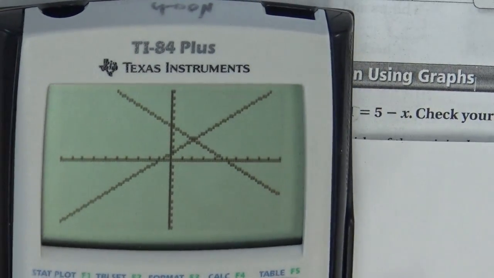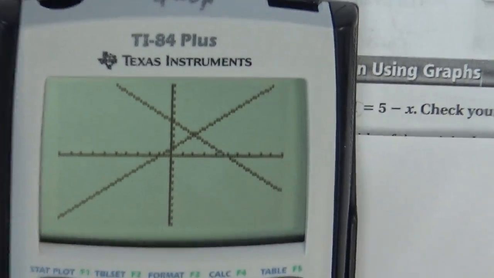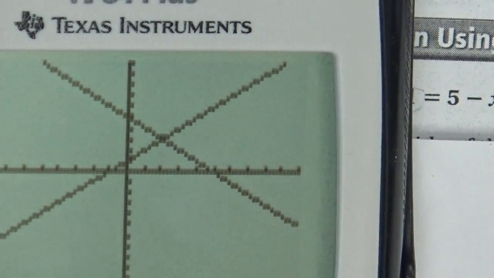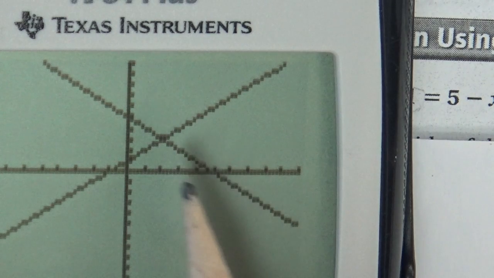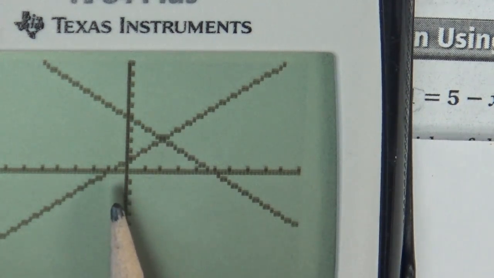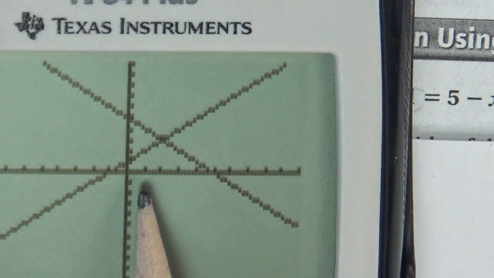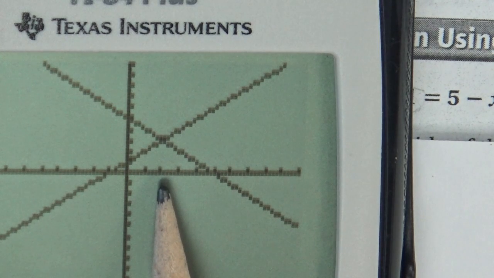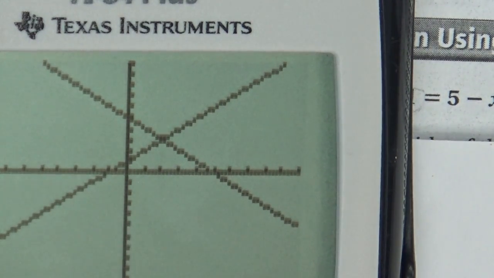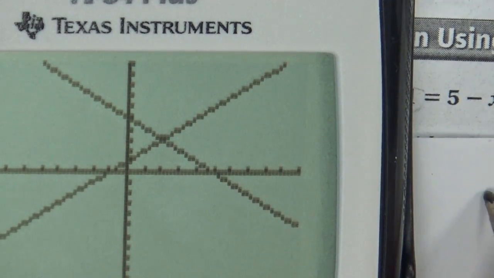Okay, so zooming in, it looks like the x value for that point of intersection, if I go back to the origin, I can see one little tick mark, two tick marks. It looks like it's 2. So it looks like the answer is x equals 2. So I'm going to write down x equals 2.